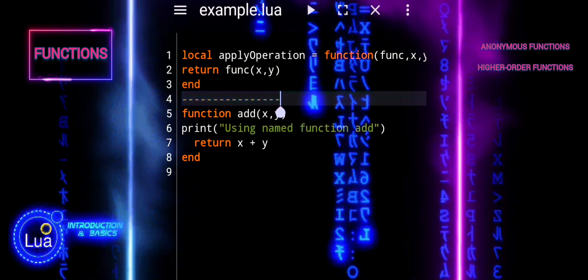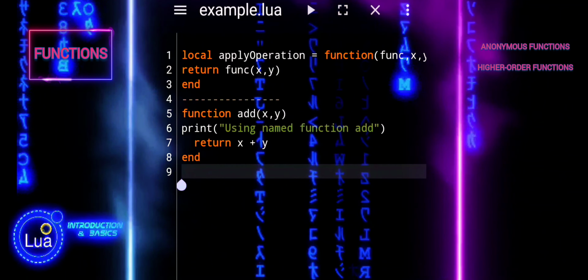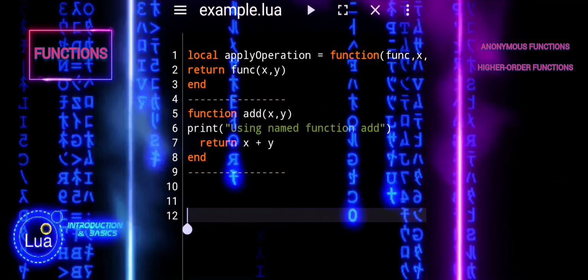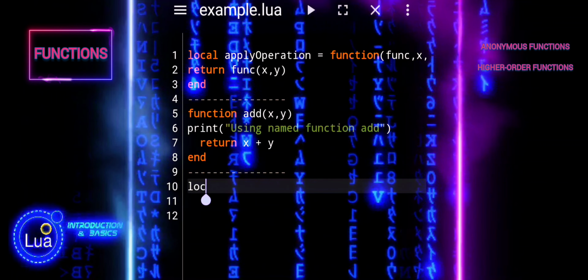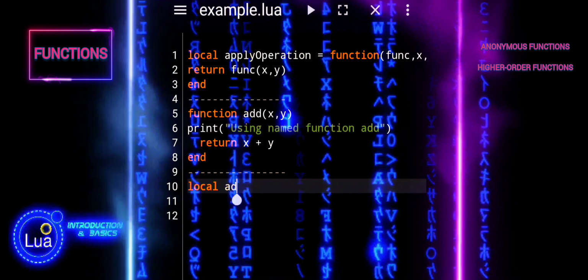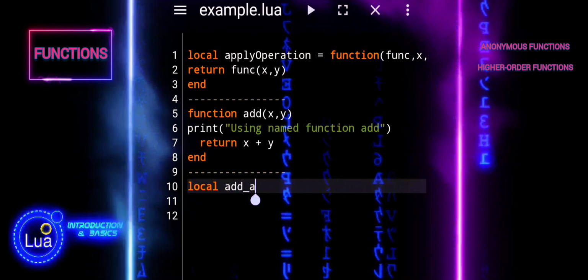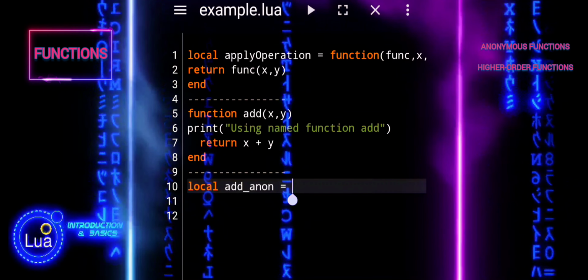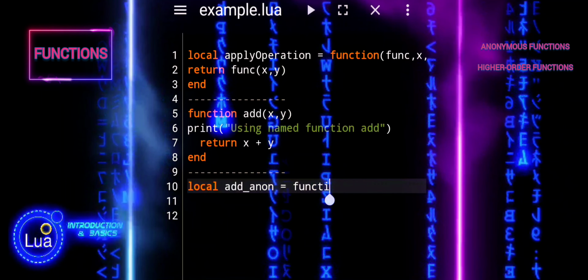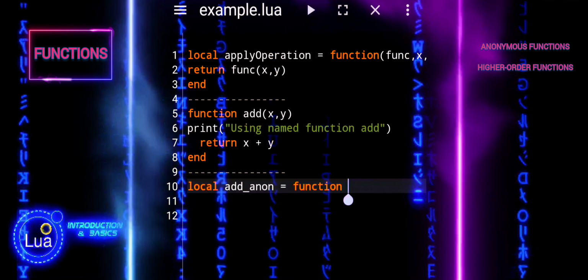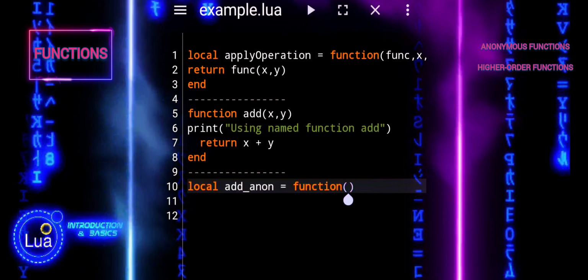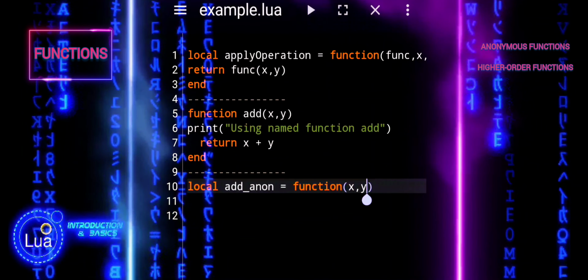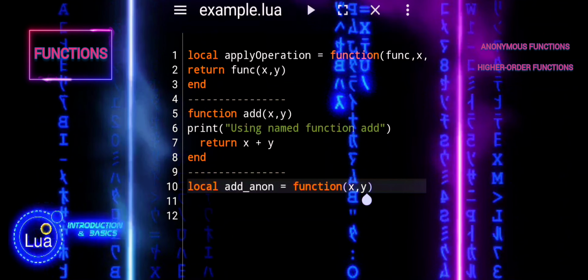The main idea behind this function is to provide a generic way to apply any operation, represented by the func parameter, to two values, x and y. By passing different functions as the func argument, you can apply various operations to x and y. This is a common pattern in functional programming and can be useful for creating more flexible and reusable code.